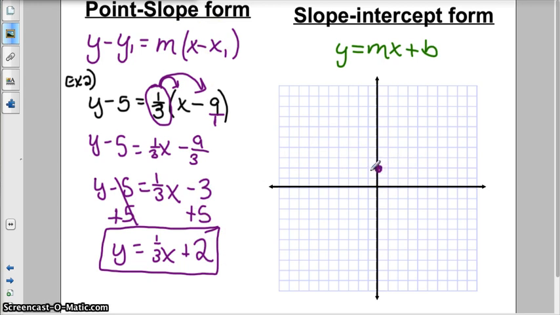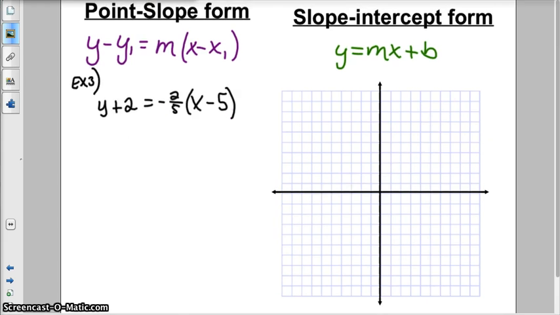From there, it's a positive 1 over 3 slope, so I'll go up 1, over to the right 3, up 1, over to the right 3, up 1, over to the right 3, and then I can go down 1 to the left 3 to keep some points in line, down 1 to the left 3, and so on. And you're going to be nice and careful to draw a nice straight line all the way across the graph, and there you have it.